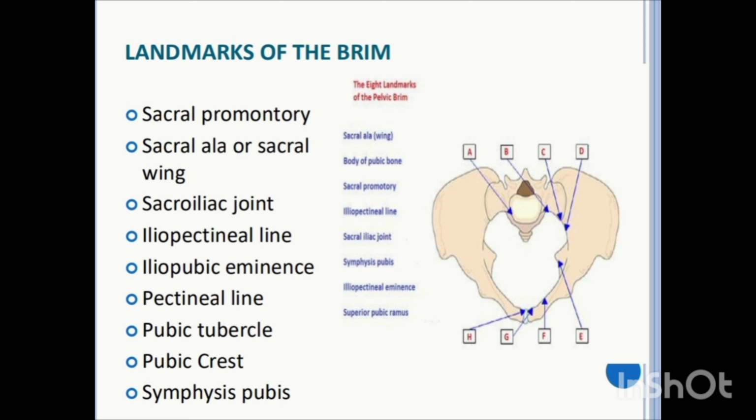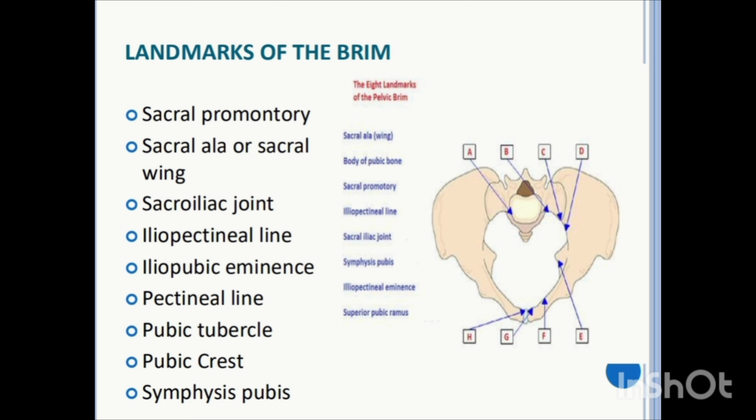Okay, on the true pelvis, which plays an important role in knowing the stages of labor. These are the sacral promontory, sacral ala or sacral wing, sacroiliac joint, and iliopectineal line. It is the edge formed at the inward aspect of the ilium. And the iliopectineal eminence is a roughened area where the superior ramus of the pubic bone meets the ilium.